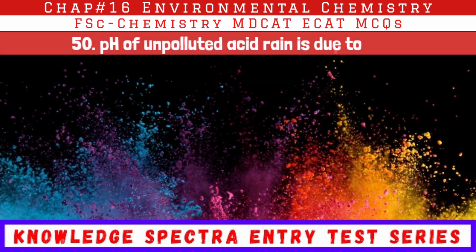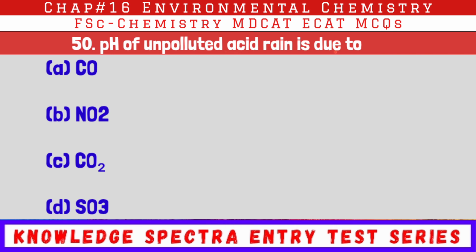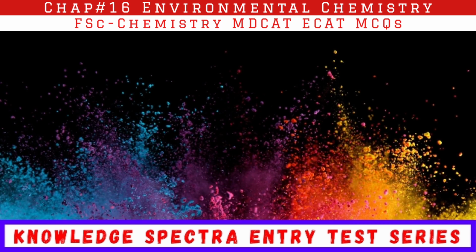50. pH of unpolluted acid rain is due to A. CO, B. NO2, C. CO2, D. SO3. Correct answer is C. CO2.